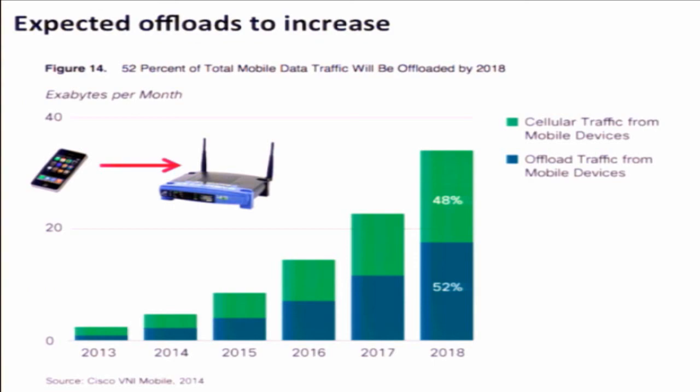So what else is going on? Offloads are expected to increase. So this is traffic that would typically be handled by a mobile carrier. It's now being pushed onto Wi-Fi networks. Why is this important? Because we want to do the same thing with our optical networks in a better way. So the carriers can't keep up with the traffic, so they absolutely want a way to accommodate the needs of user behavior by using local access networks. And this is being done today and expected to increase as we go.